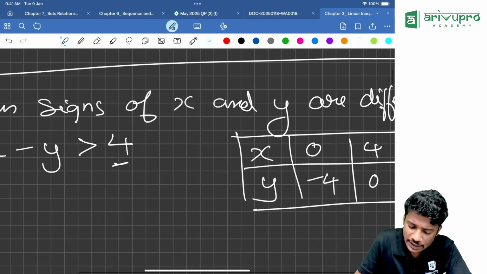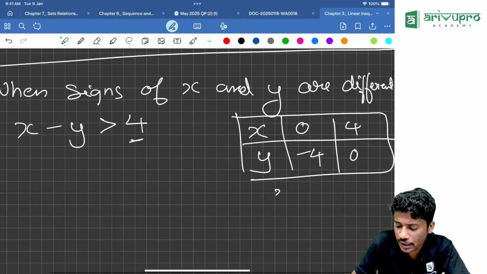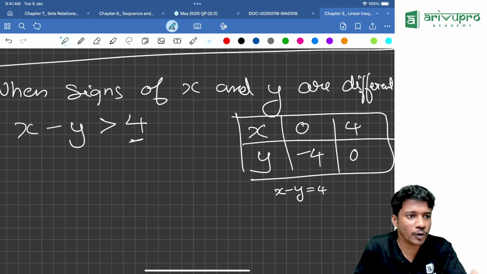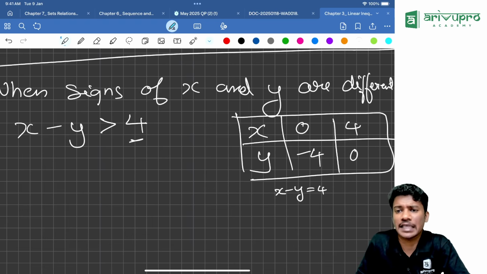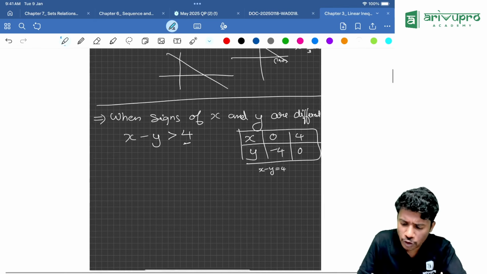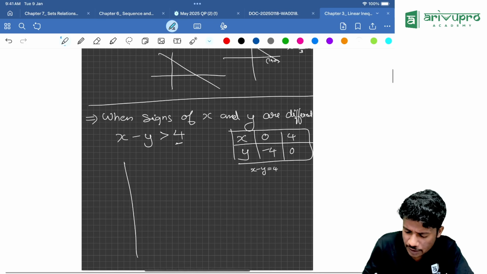Long back when you were studying this, you might have done it like this. You will write it as x minus y is equal to 4. Using that, you will find the value. Right now, I am not writing it because you don't need to write that. You understood this? Everyone found the values of x and y? Now draw the graph.